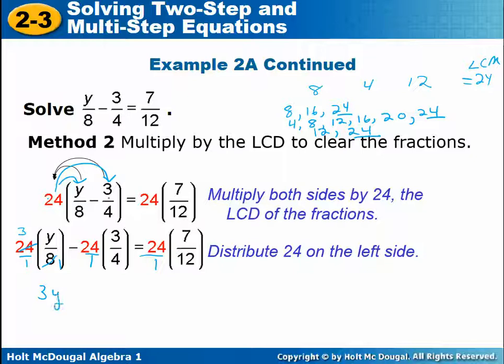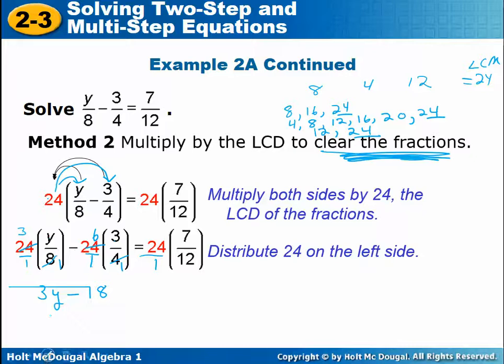Now when you're doing this, the purpose was to clear the fractions, which means to eliminate the fractions. If you do this correctly, there won't be any fractions left, which is usually a good thing. The next part, I have a minus 24 over 1 times 3 over 4. So 4 is a factor of 24, so I can say 4 divided by 4 is 1, 24 divided by 4 is 6. Note the minus sign here. And then I multiply, 6 times 3 is 18.